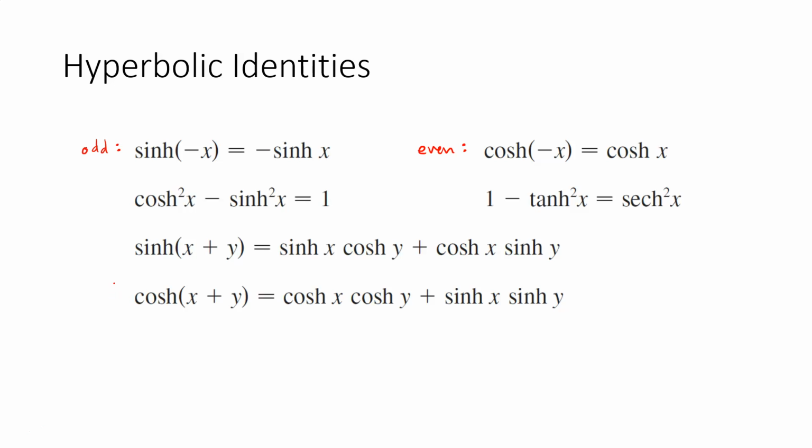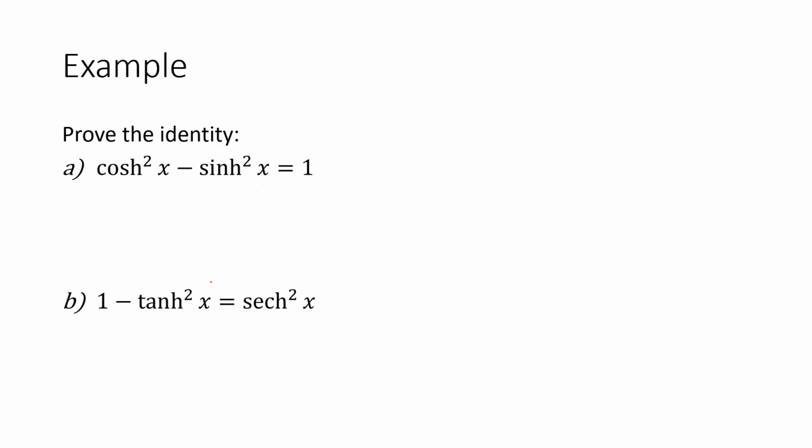But let's try and prove one of these so we can see why these formulas are the way they are. Suppose I want to prove the identity hyperbolic cosine squared minus hyperbolic sine squared is equal to 1. Well, let's write out what these exactly are. Hyperbolic cosine, we know, is 1/2 (e to the x plus e to the negative x), and then we're squaring it. Hyperbolic sine was 1/2 (e to the x minus e to the negative x), and then we're squaring it.